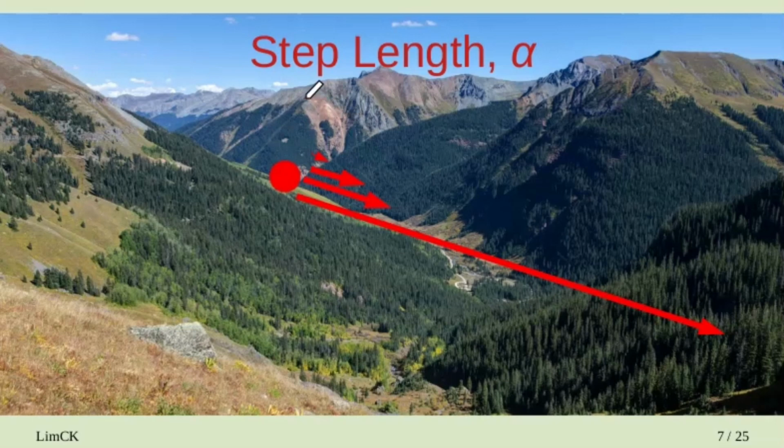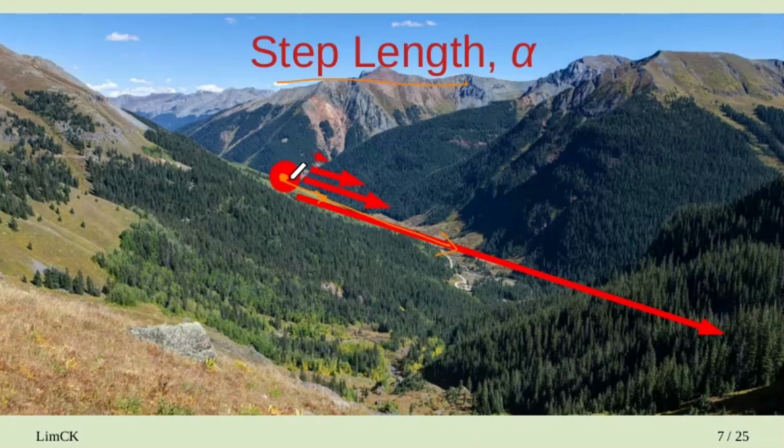Just now we have already discussed the direction in the line search method. Now we continue to discuss the step length. Let's say we are here right now and we want to move to the valley, the local minimizer. It's an analogy of the local minimizer in your cost function. We already determined that we are here and we want to move in this direction.